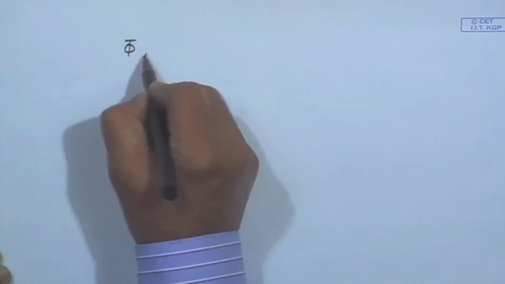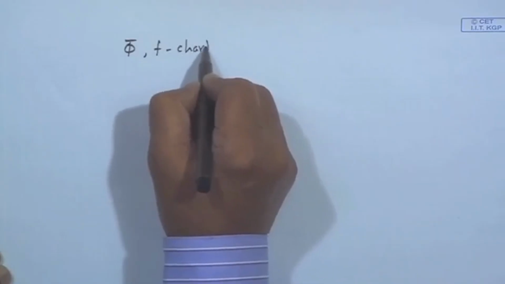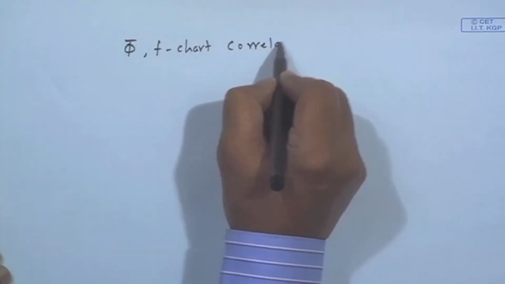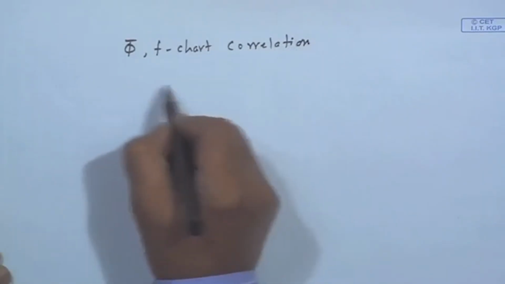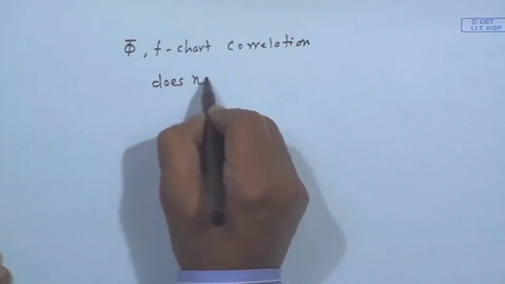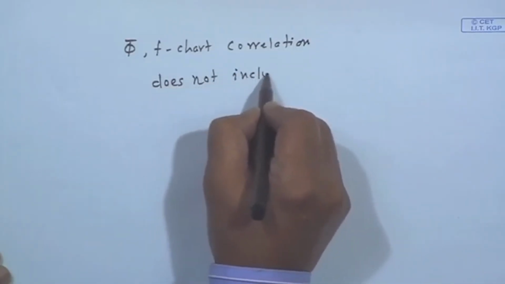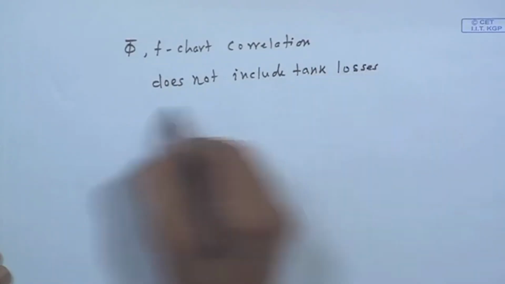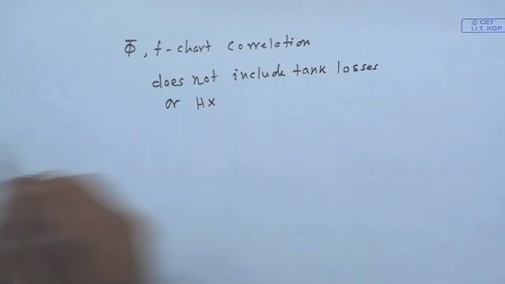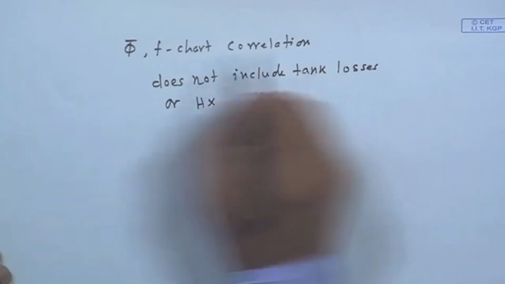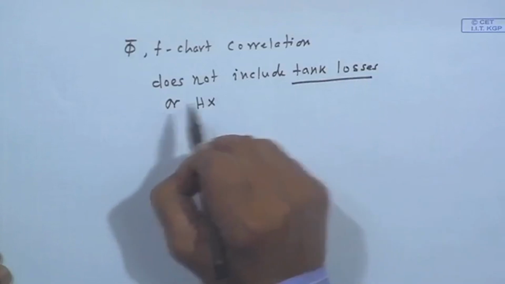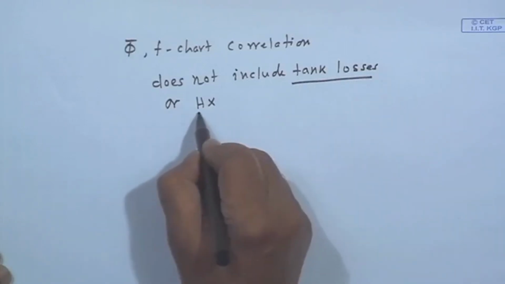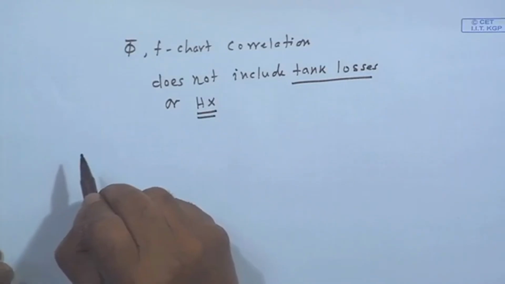Originally in the phi bar F chart method, we did not include the tank losses or the heat exchanger. The phi bar F chart correlation does not include tank losses or heat exchanger. So, that is valid assuming tank losses to be 0 or an infinitely large heat exchanger.